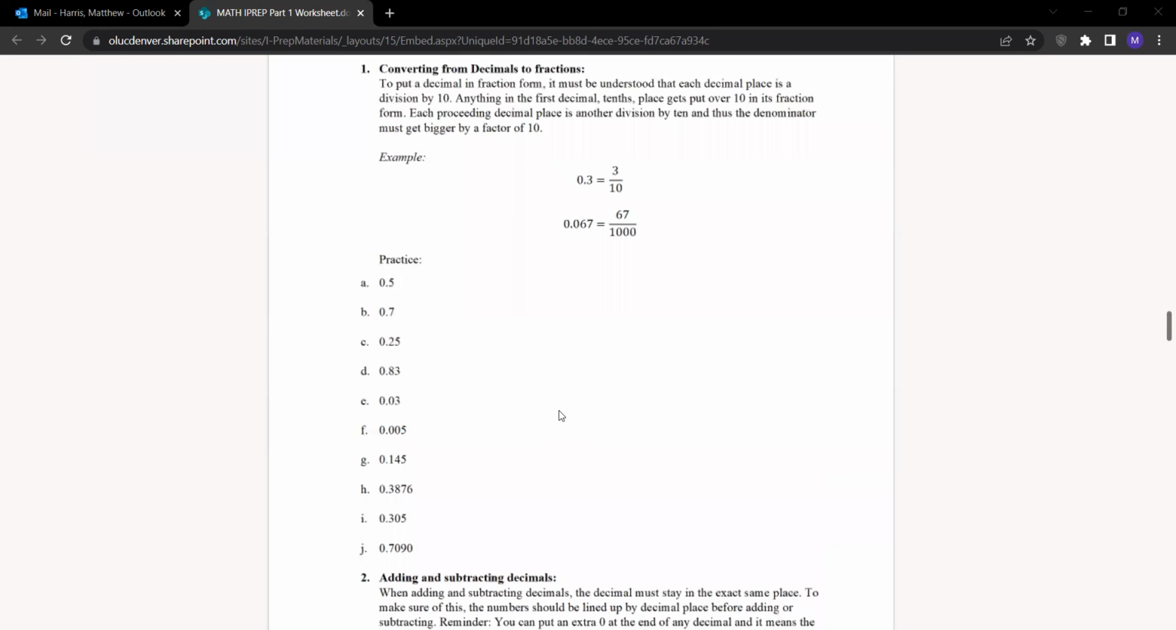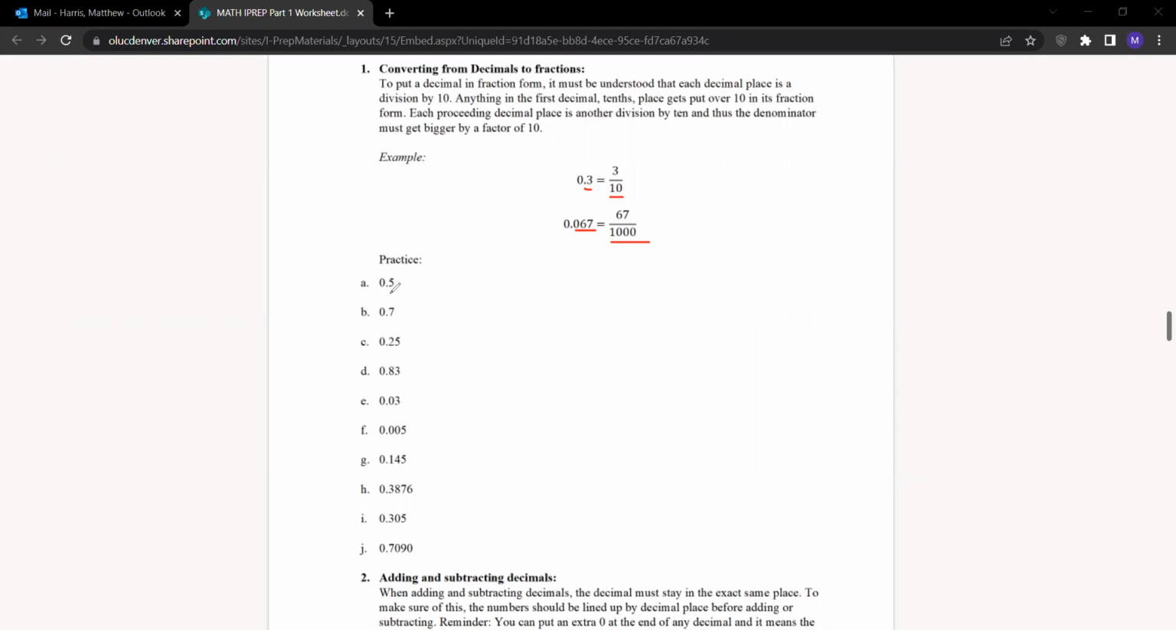So let's go ahead and work on converting from decimals to fractions. So we know that we can work from fractions to decimals. Now let's go the other way. Important to remember here are the names of all those places, because this is where they come in handy. To put a decimal in fraction form, it must be understood that each decimal place is a division of 10. Anything in the first decimal, tenths, place gets put over 10 in its fraction form. Each subsequent decimal place is another division by 10, and thus the denominator must get bigger by a factor of 10. So as we can see here, when we have 1 decimal place, it's 10. When we have 3 decimal places, it's 1,000. We have 3 zeros.